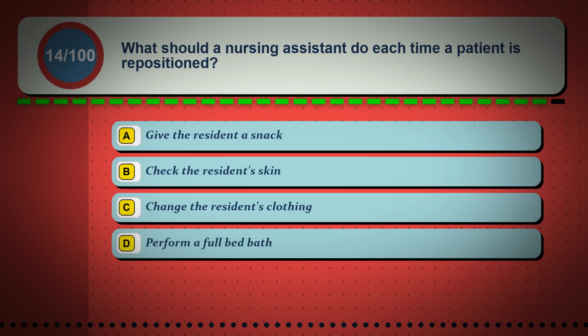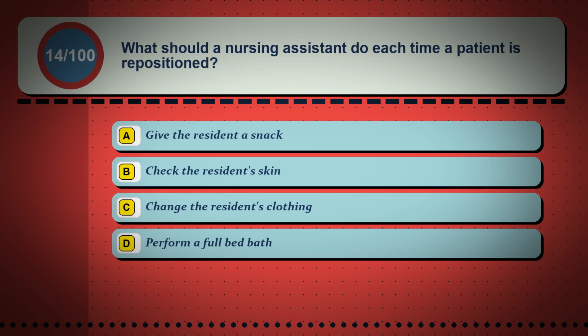Question 14. What should a nursing assistant do each time a patient is repositioned? Option A, give the resident a snack. Option B, check the resident's skin. Option C, change the resident's clothing. Option D, perform a full bed bath.